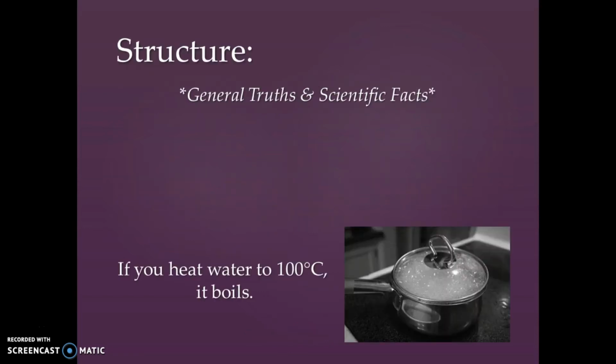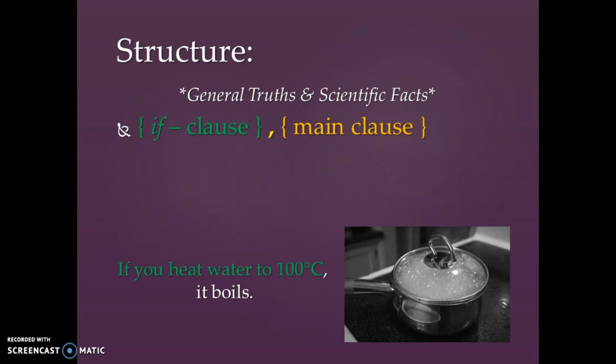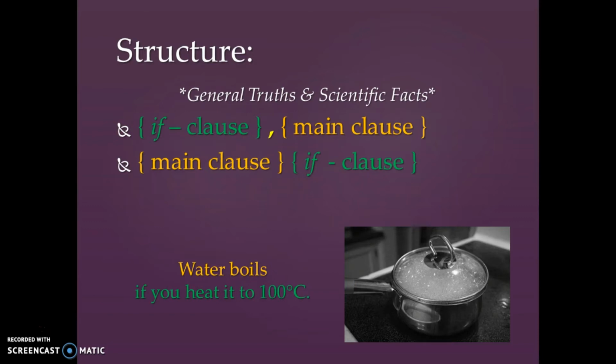Let's take a look at the structure. Remember, we're talking about general truths and scientific facts here. If you notice my example sentence, you'll see that I have an if clause first, if you heat water to 100 degrees Celsius, followed by a comma, and then I have my main clause, it boils. Now, I could, of course, switch the order of those two clauses. I could put the main clause first and the if clause second. Water boils if you heat it to 100 degrees Celsius. But please notice if we put the main clause first, we don't use a comma.